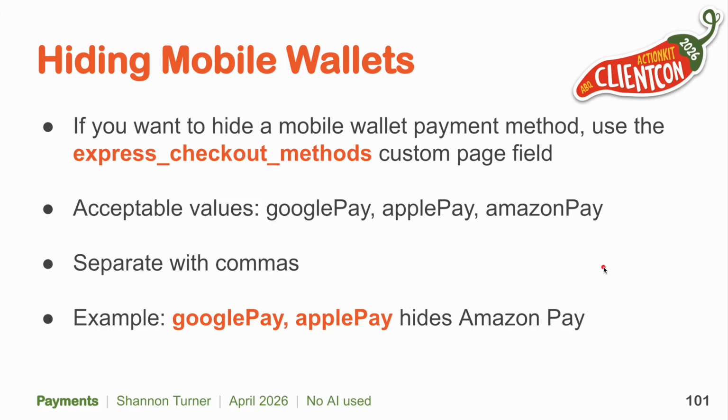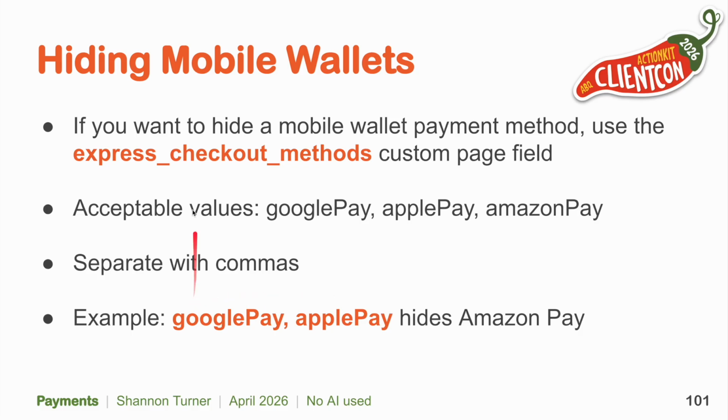So even though you don't have to do anything in order to use Apple Pay, Google Pay, Amazon Pay, maybe you want to hide Amazon Pay on your pages. Or maybe you say, Google Pay, not a lot of people are using this. I don't want to show it. I think I need more screen real estate, whatever the reason. You can use the Express Checkout Methods custom page field and include only the values that you want to show.